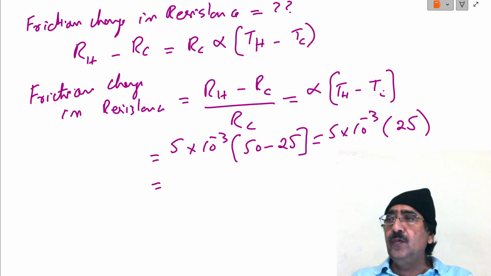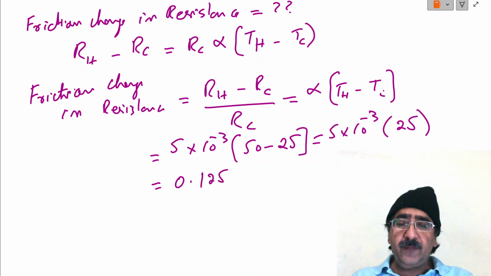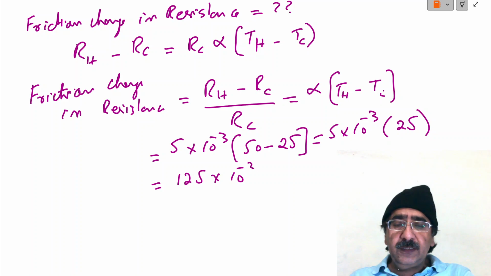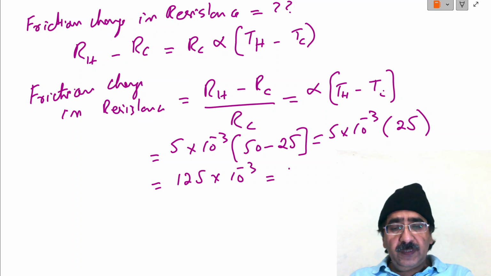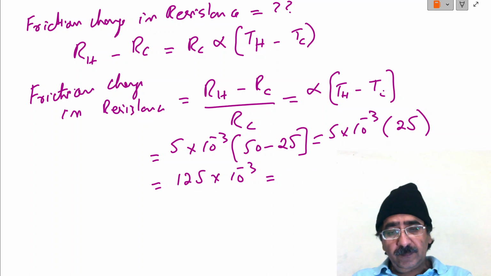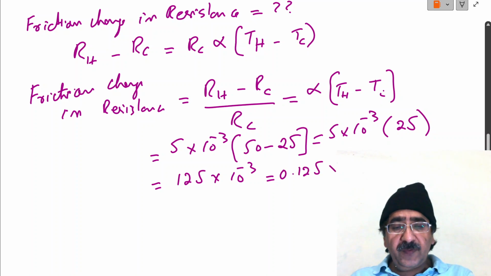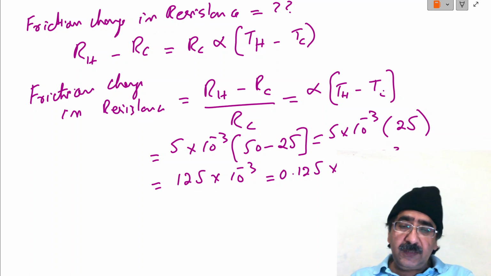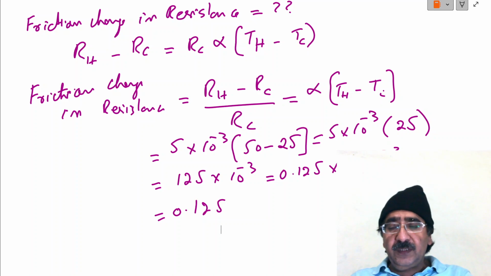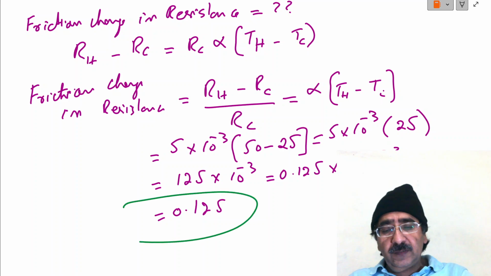So the answer will be equal to 0.125. As we know, 25 multiplied by 5 would be 125, times 10 raised to power minus 3, so that is 0.125. This will be our answer.